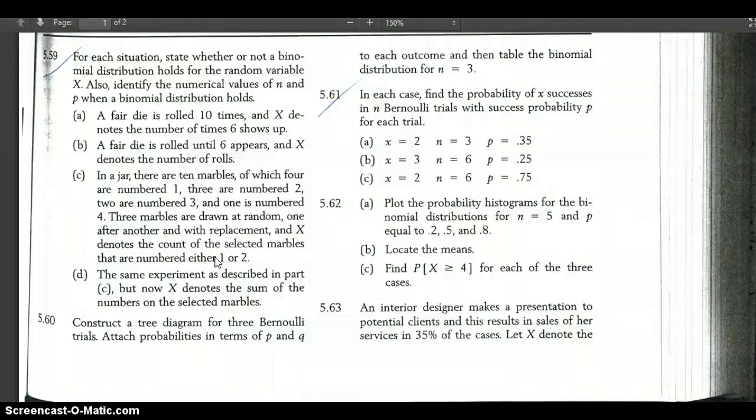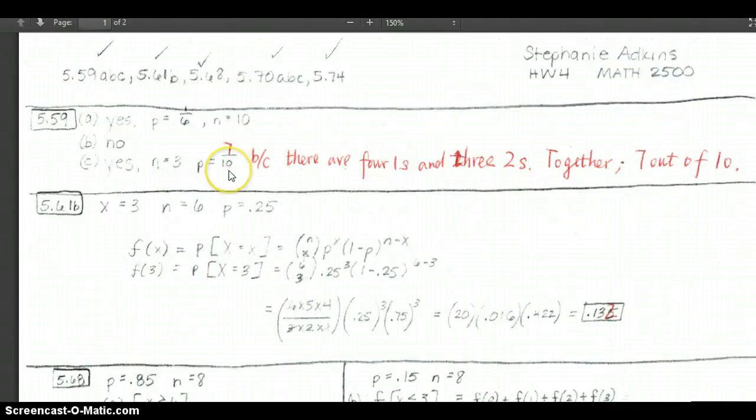So it is binomial distribution. And because you can see we have 4 1s and 3 2s, altogether we have 7 marbles out of 10 marbles. So the probability of getting a success, which is you get a marble 1 or 2, that is 7 out of 10. Okay, so that's why we should have 7 out of 10.